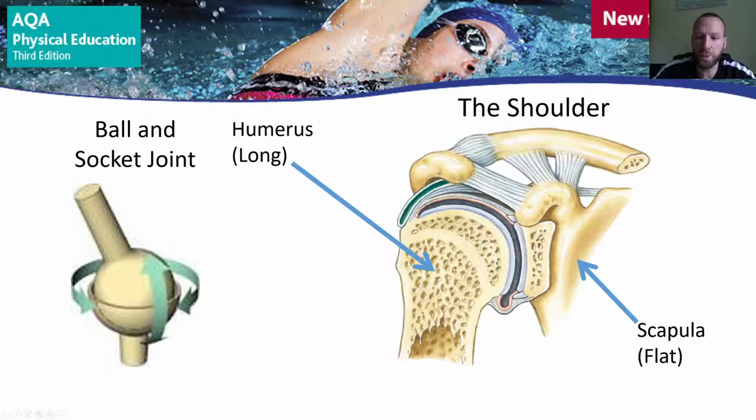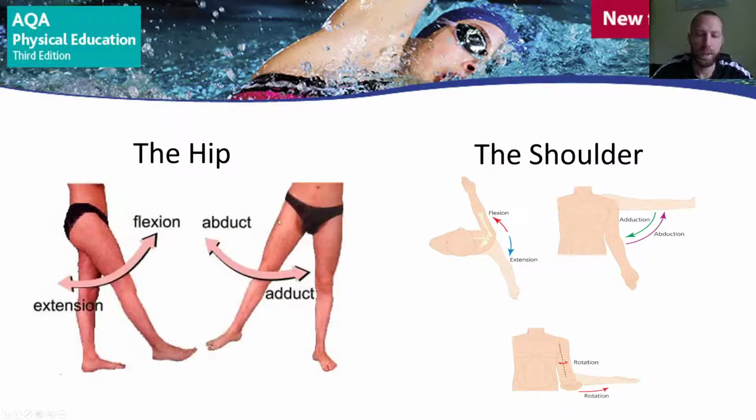So you can see here, this is the humerus, so that's your upper arm. And you've got your shoulder along here. You can see your scapula, which is the flat bone at the back. It is a ball and socket joint, and lots of movement at the joint. You can abduct, you can adduct, flex, extend, rotate, etc. Okay, that's why it's a ball and socket joint. And here are the examples that we got for our ball and socket.